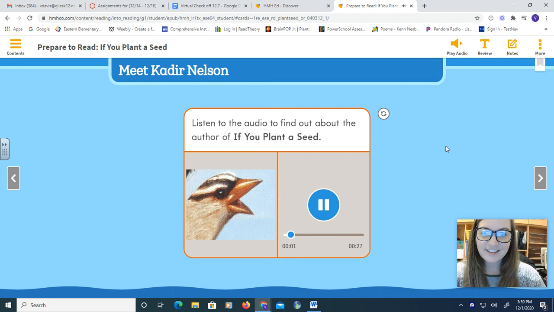Kadir Nelson wrote and illustrated If You Plant a Seed. He has the best job there is. He creates art every day. His artwork is in magazines and on postage stamps, in museums, and in more than 20 picture books. When Mr. Nelson was young, his favorite TV show had an African-American character who liked to draw and paint, just like him. He hopes his art inspires children and adults to be their best selves.